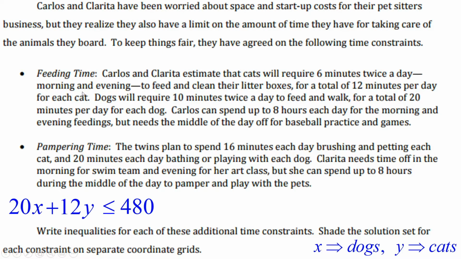Oh, that's beautiful. Now, pampering time. The twins plan to spend 16 minutes each day brushing and petting each cat. All right, so that's 16 minutes times the number of cats that they are boarding. I'd say 16y. And 20 minutes each day bathing or playing with each dog. So dogs apparently need a little more time. That's 20 times x, the number of dogs. So let's go plus 20x.